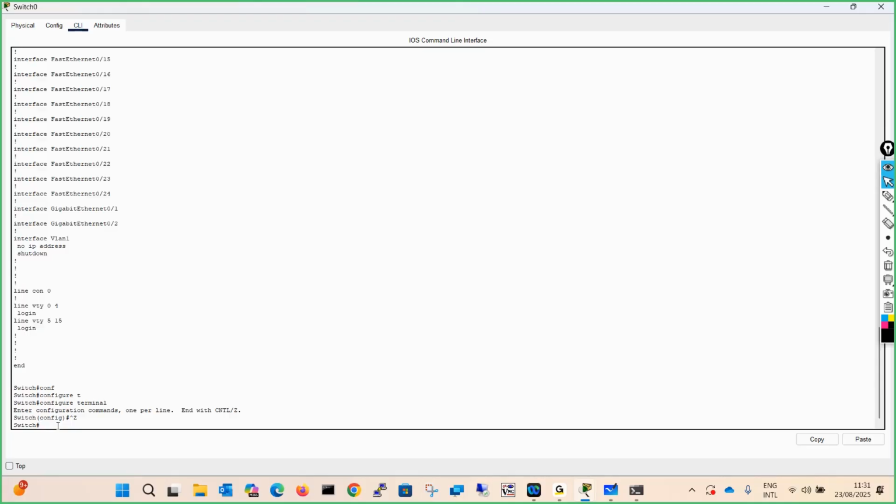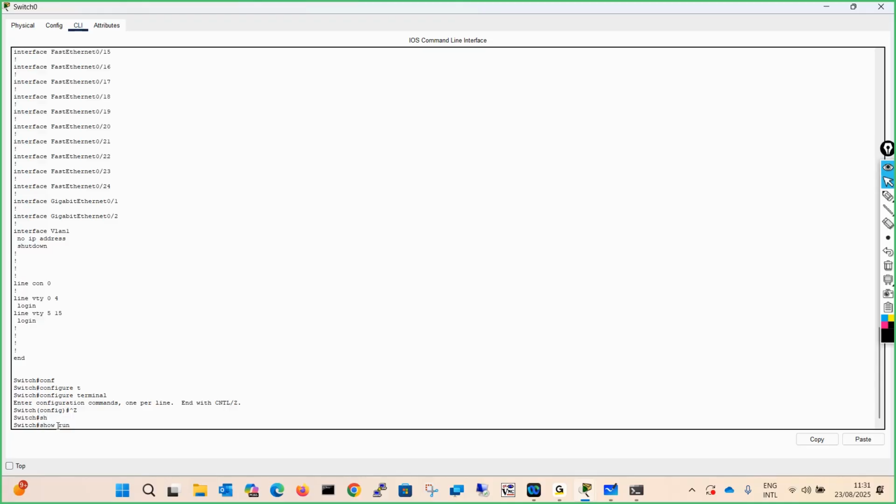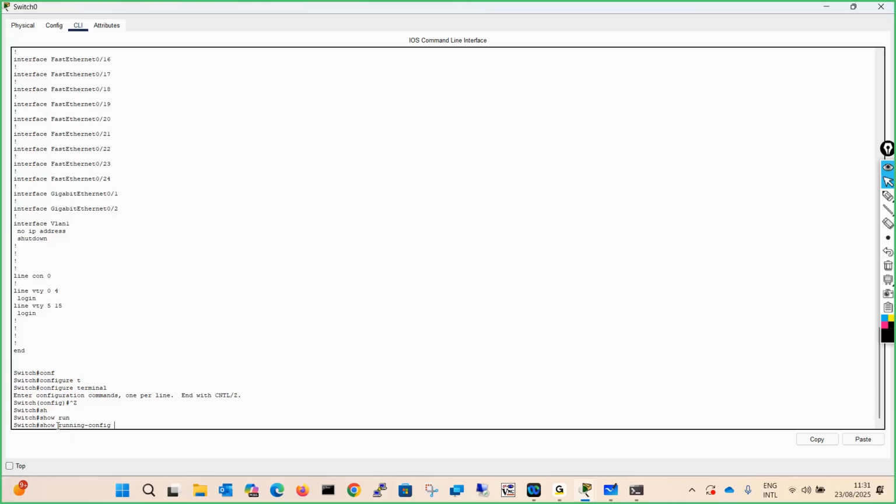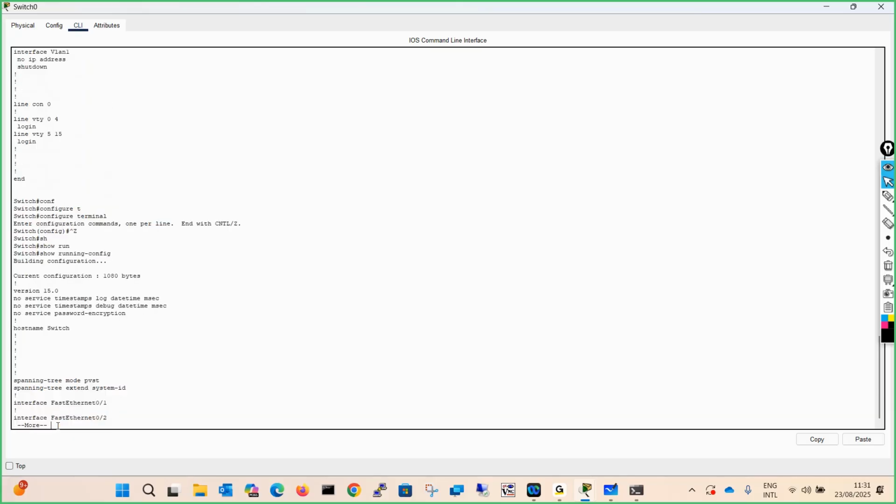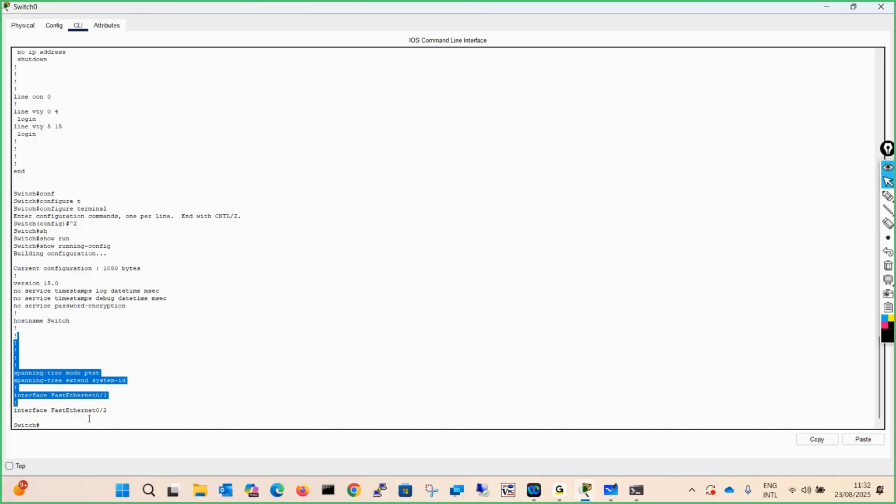Okay, now over here, give the command in privilege mode, show running config, and hit enter. You are able to see that the host name is switch. The name of the switch is switch. Just press control Z, stop this remaining part. Okay, now come to the configuration mode.